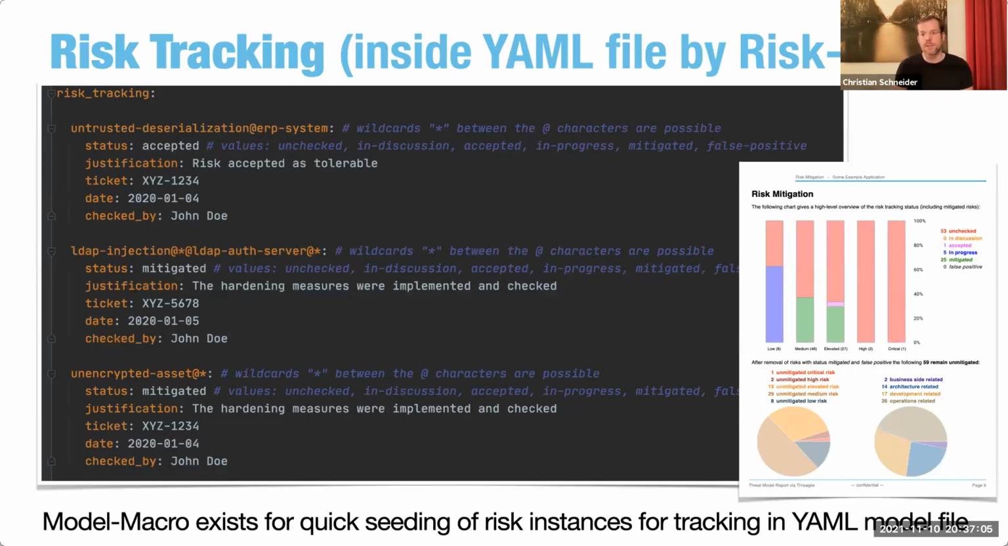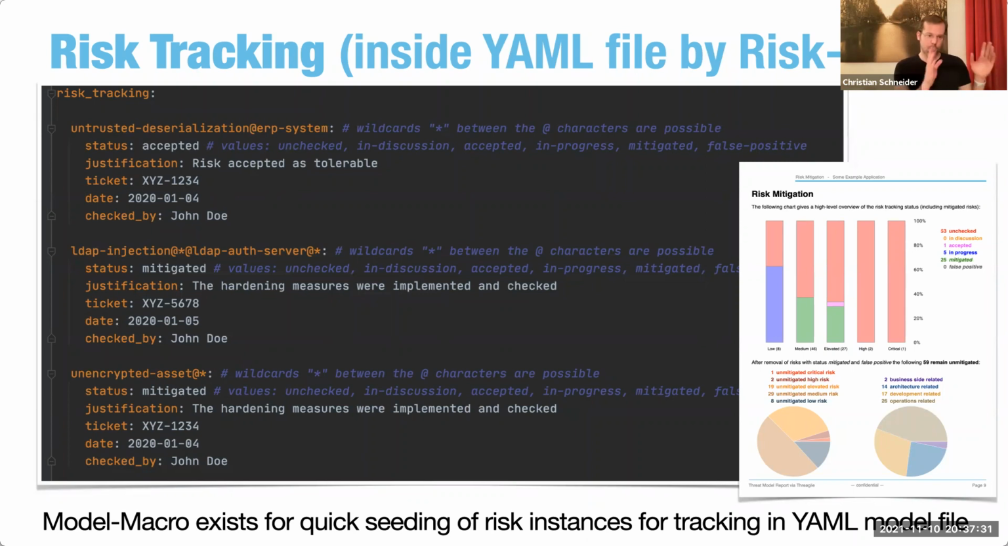And as said, the risk tracking is also inside the YAML file. So once you created your initial versions of reports, and you see, okay, now it's the model that I think it should be, you're having a set of risks, of course, that need to be analyzed. And every risk has a custom ID. These are those speaking identifiers with the @ character in it.